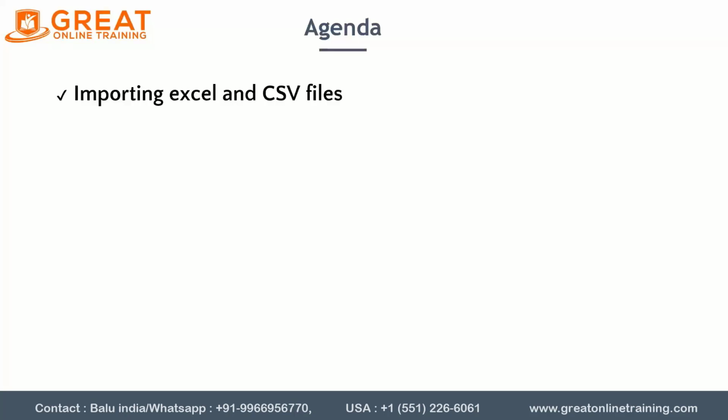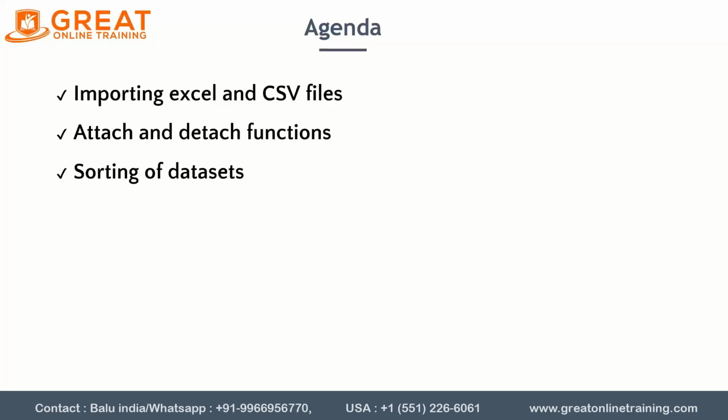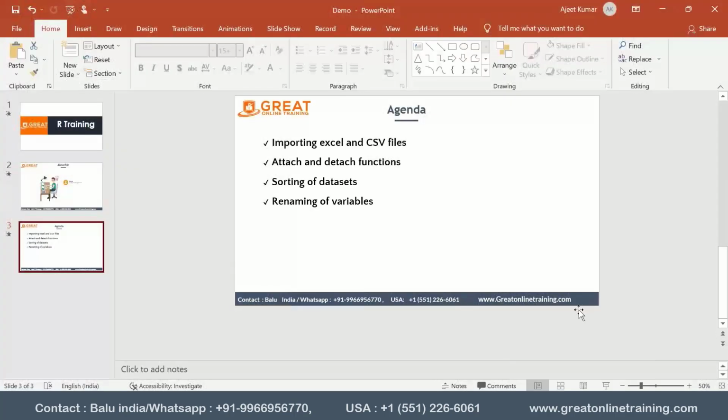So we'll first import the Excel and CSV file into R and SAS. After that we'll do the attach and detach functions, and then we'll do the sorting of data sets. At the end we'll remove the duplicates in R and SAS as well. So first we'll do R. Let's move to R Studio.